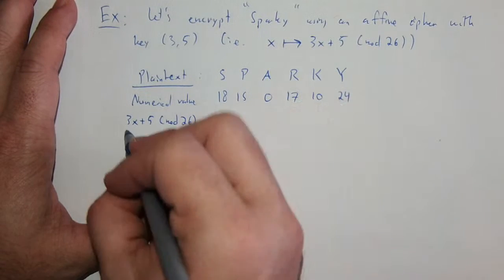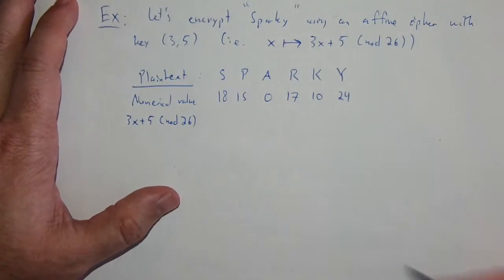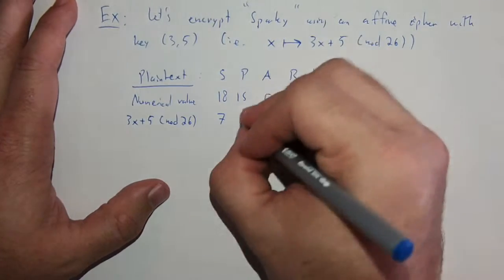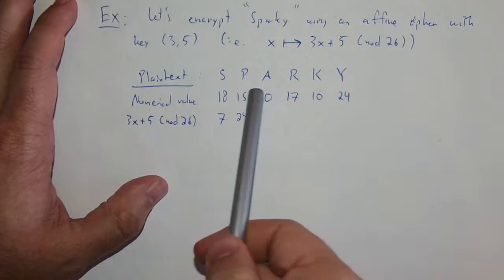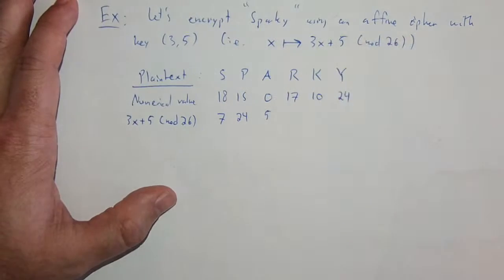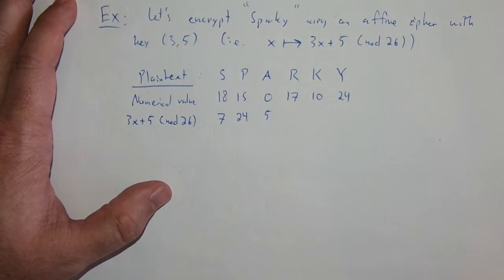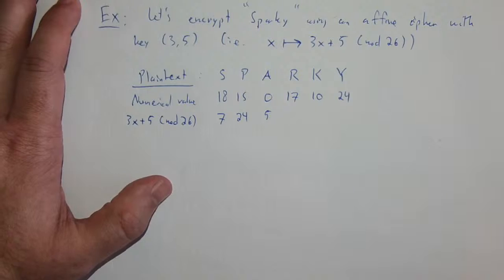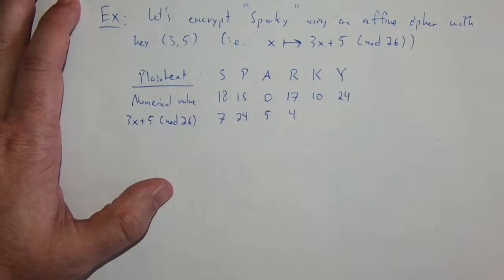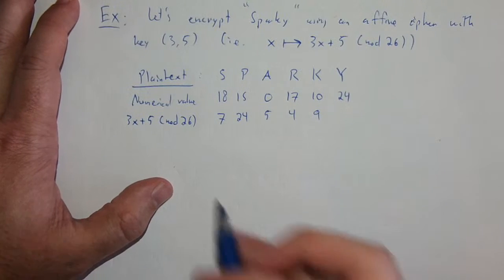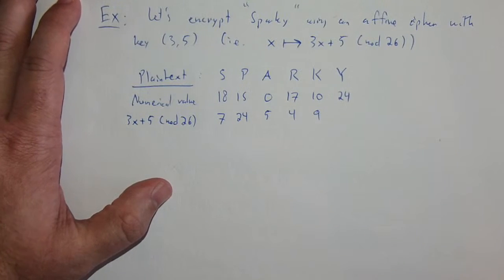So 3 times 18 plus 5 mod 26 turns out to be 7. And 3 times 15 plus 5 mod 26 turns out to be 24. 3 times 0 plus 5 mod 26 is just 5. 3 times 17 plus 5 mod 26. 3 times 17 is 51. So 51 plus 5, so it's 56 mod 26 is 4. 30 plus 5 mod 26 is 35 mod 26, which is 9. And then lastly, 3 times 24 plus 5 mod 26 is 25.